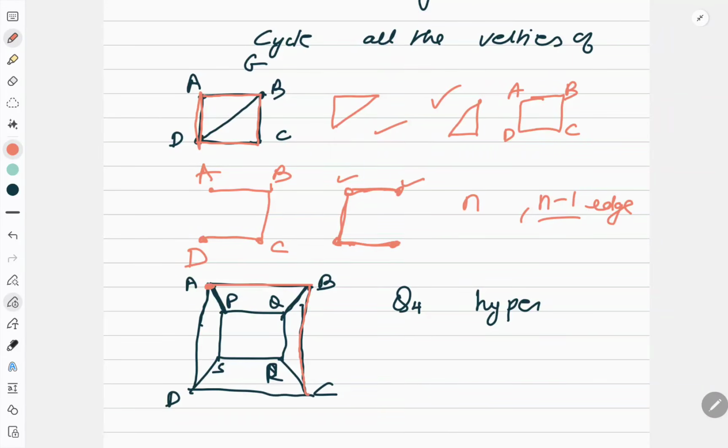Now this, I can have a different way also. I am just trying my way. If I go from D to A, I will miss S, R, Q. So I should enter inside here. Then S is covered. From S I should go to R. Then I should go to Q. And then I should go to P, and from P to A. So this is a Hamiltonian cycle. I have not repeated any vertex, but I have covered all the vertices. So it is a Hamiltonian cycle. So Q4 is a Hamiltonian graph. So it is a very important question: show that Q4 or hypercube is a Hamiltonian graph.